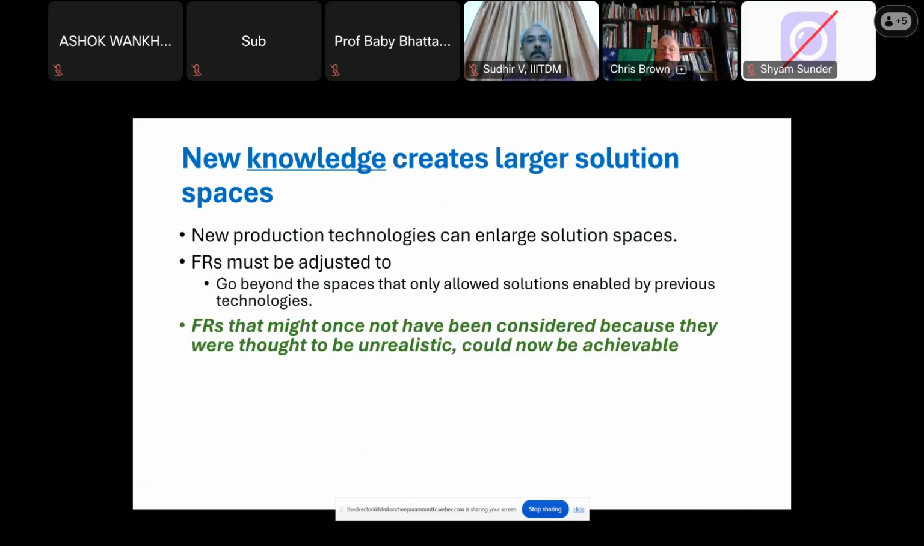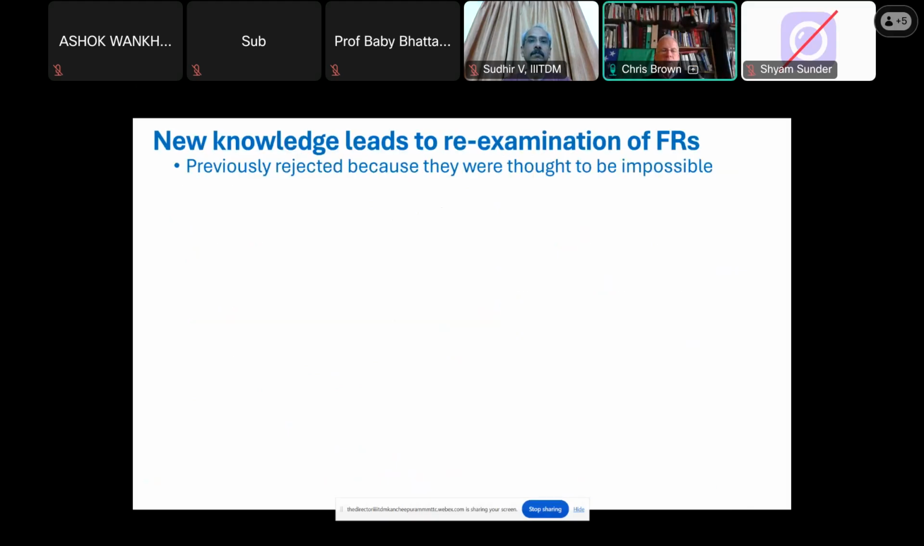All right, here's another point, and it's particularly important now. It's continually important because all kinds of technological changes and new abilities are appearing. So new production technologies, but all kinds of other things. Artificial intelligence can get us solutions that we didn't think would be achievable before. So as we get new knowledge, we need to re-examine our FRs. And so here's an example.